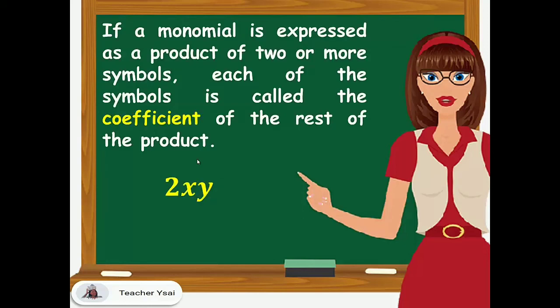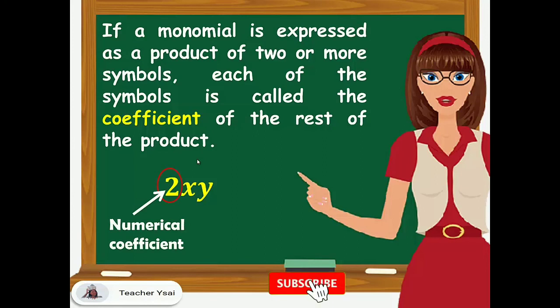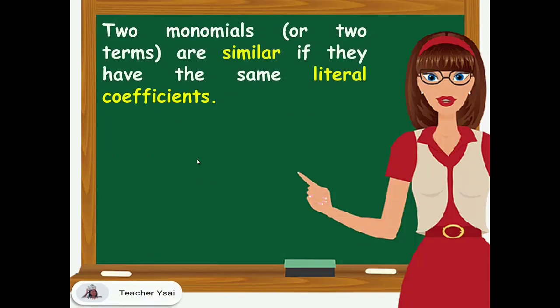If a monomial is expressed as a product of two or more symbols, each of the symbols is called the coefficient of the rest of the product. For example, 2xy. 2 here is considered as numerical coefficient, while variables x, y are considered as our literal coefficients. Two monomials or two terms are similar if they have the same literal coefficients. Example, 2x and negative 3x. They are similar terms since they have literal coefficient x.